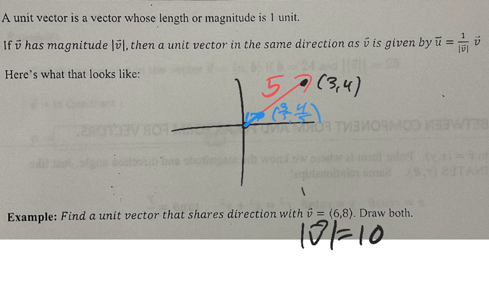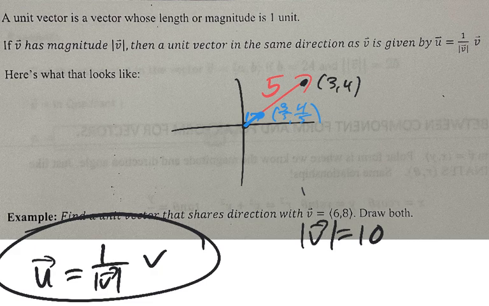So this is vector V. To find vector U, we need to multiply by 1 over the magnitude of V times vector V. This is the very formal way it looks. If you ever take other classes, that's the way it looks. Here's all that means. My original vector was 6 and 8. My magnitude is 10. So this is really just 1/10 times 6 and 8.